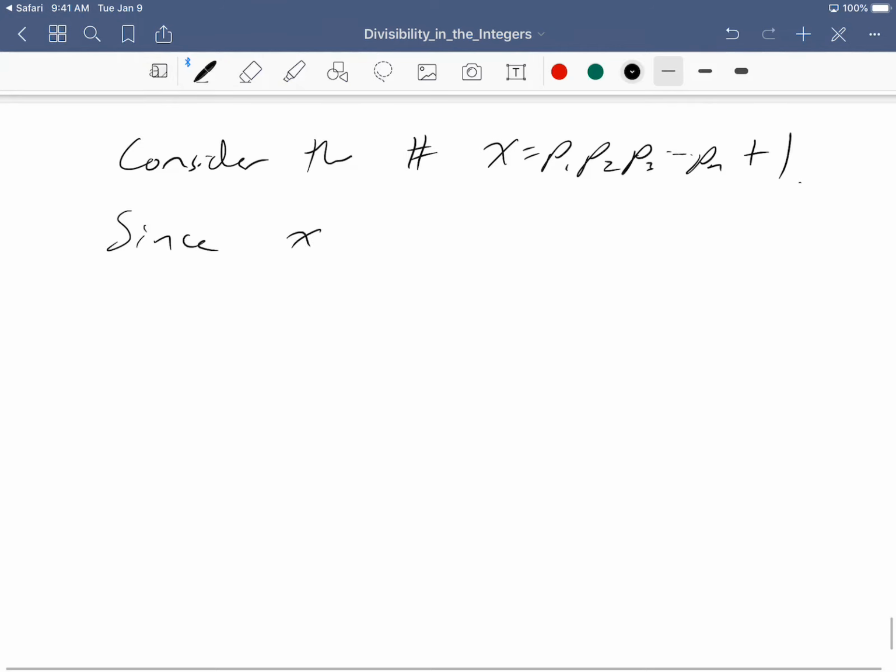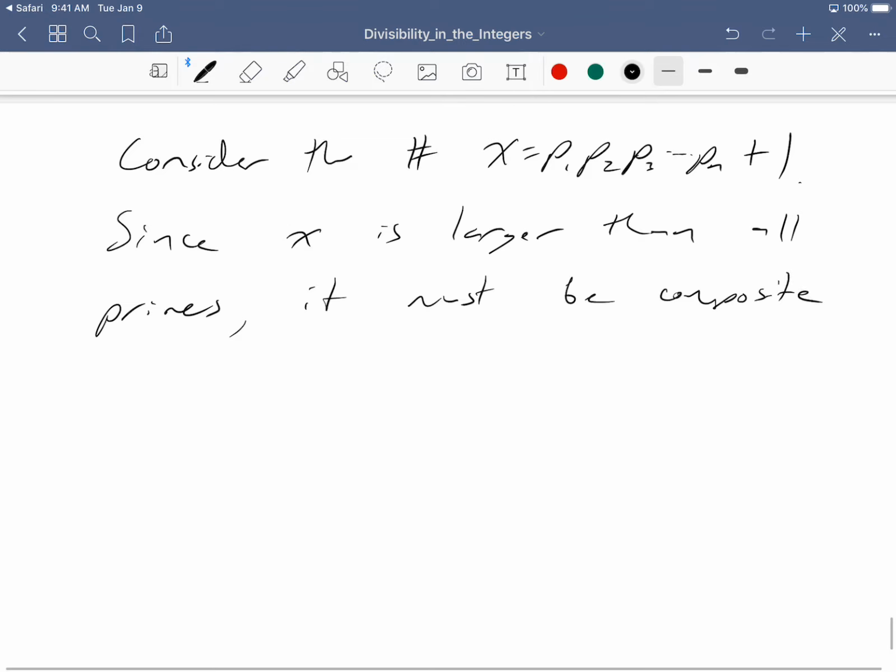Since x is larger than all primes, it must be composite. Okay? So it must have a prime factor. If it's composite, it has to factor into a product of primes. So it has a prime factor, call it Q.